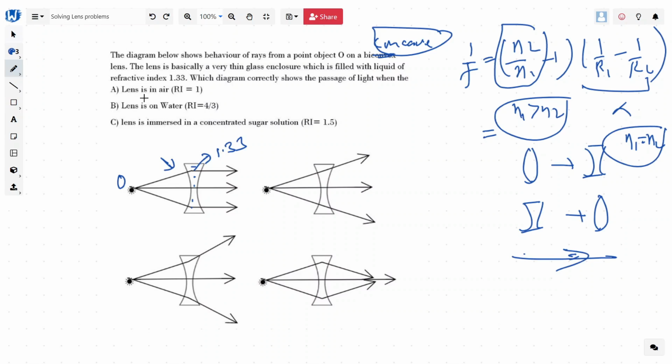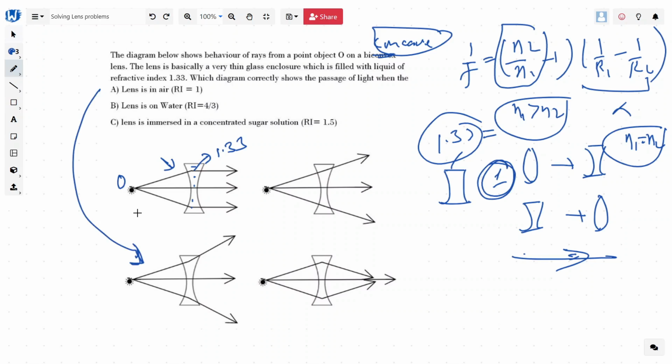So here we have the lens in the air. We have a lens made of 1.33, which is in air, so it's going to act like a normal diverging lens. The n1 is less than that, so here it is a diverging lens. So here is the answer for this one.